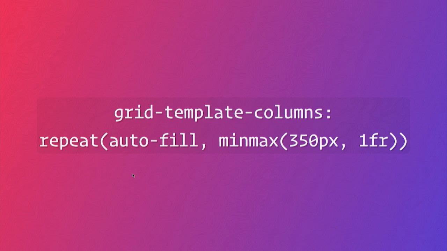So grid template columns, make these columns. Repeat how many times? As many as you possibly can. How big should your items be? Well, at a minimum, they should be 350 pixels, because that's about as small as I want them to be.